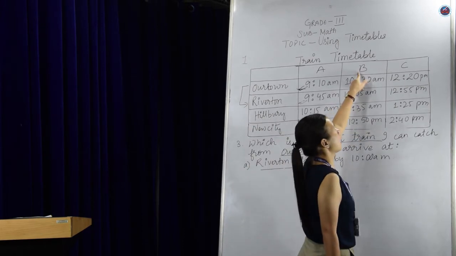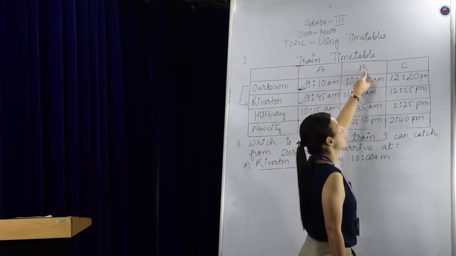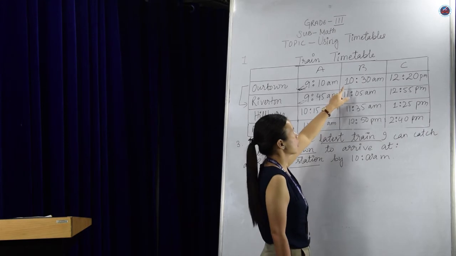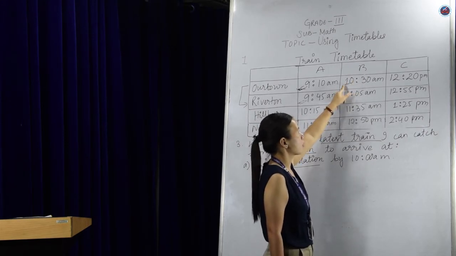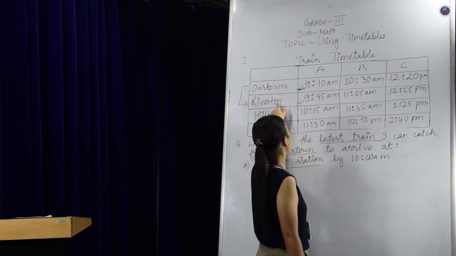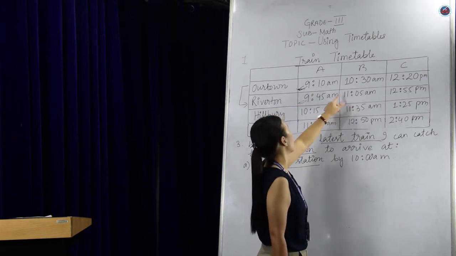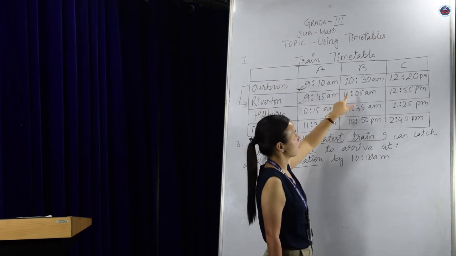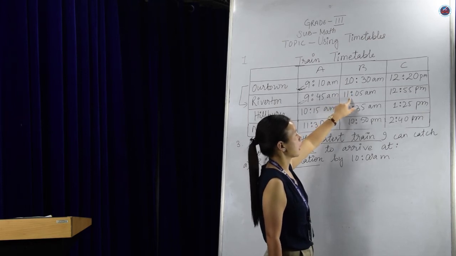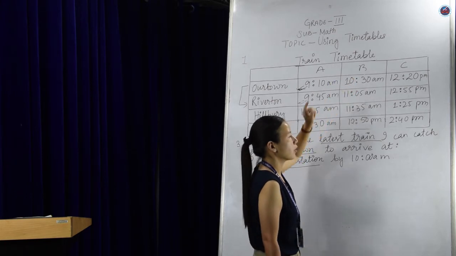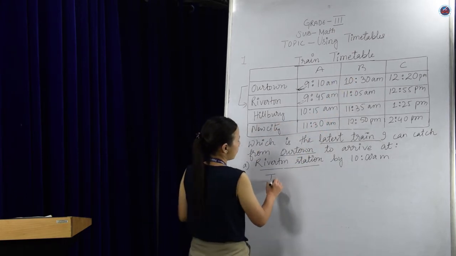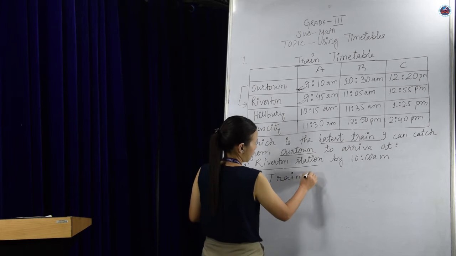Your answer will be train number B. That means I'm going to take this train number B to go from here to reach here, so that I can catch this train, that is at this Riverton station. This train number B starts its journey again, that is, it departs at 11:05. So I'm going to go for train number B. So the answer will be train B.